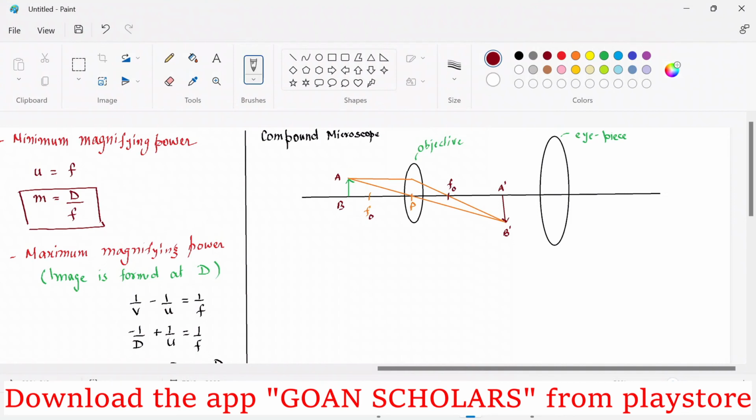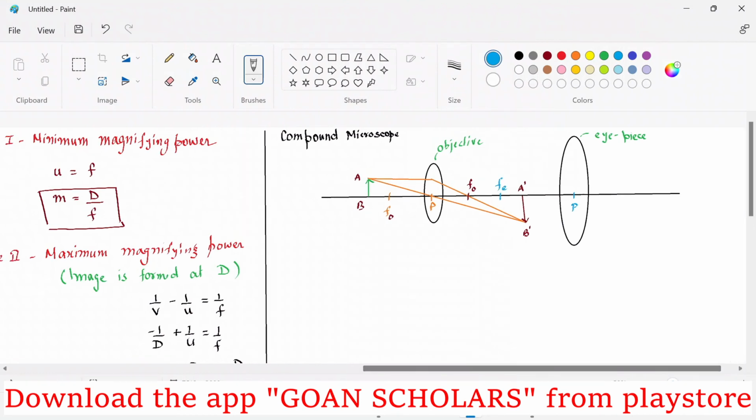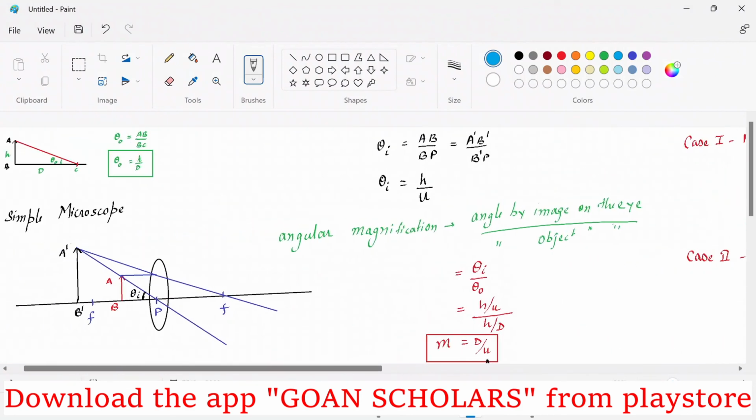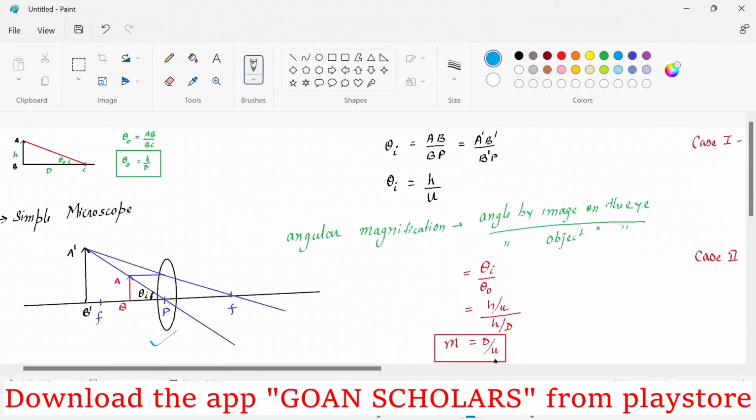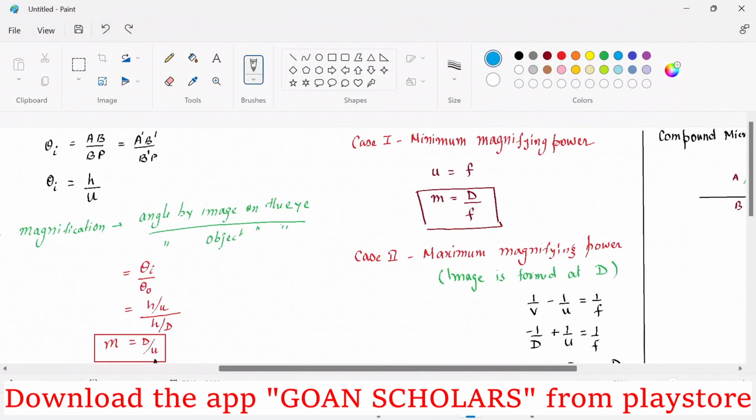Now be very careful here. The image formed by the first lens acts as an object for the second lens. Let me repeat. The image formed by the first lens acts as an object for the second lens. And this image is always formed between the pole and the focal point, the focus of the eyepiece. Why? So that we can get an enlarged image in front of the lens, somewhat like this diagram. I hope this is clear.